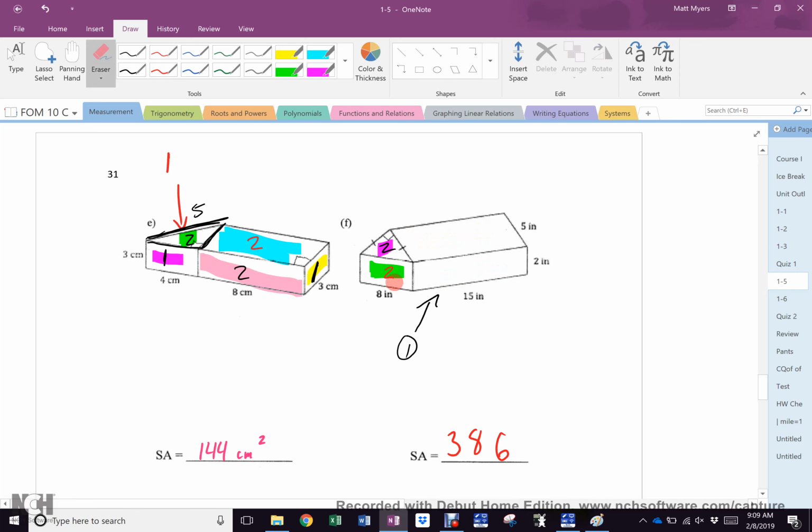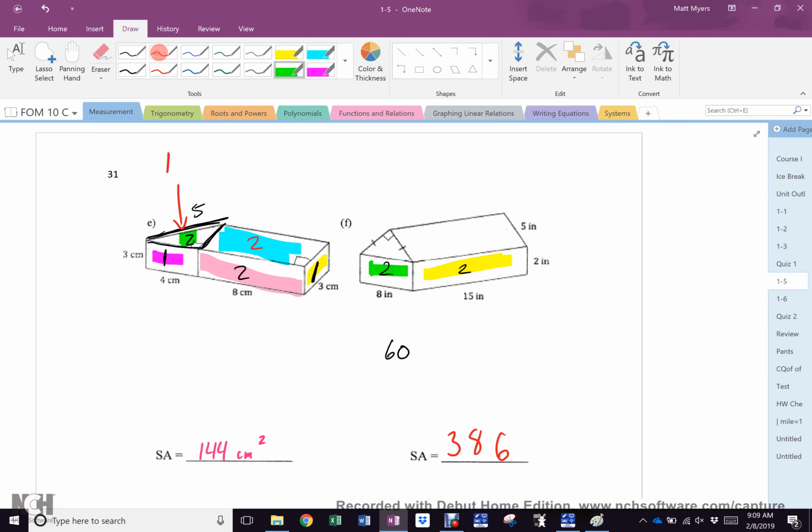Are you sure that there's a 386? I'm 99% sure. I got 387. Well, let's check. That green guy is 8 by 3, right? Times 2. So that's 48. This yellow guy is 15 times 2, which is 30. Times 2 is 60. Agreed? Wait, 15 by 2. 2 by 8? Not 3. Where? You said 8 by 3. Oh, yes, thank you. It's 8 by 2.